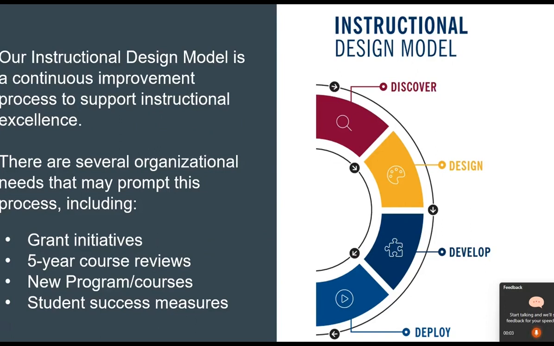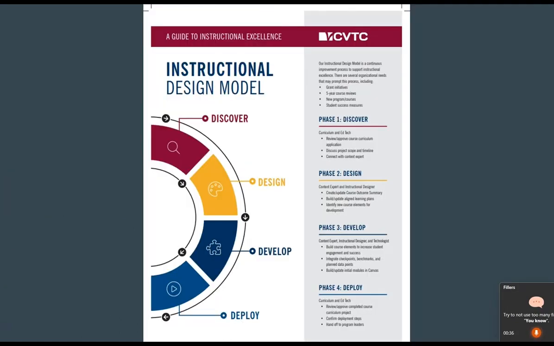Our instructional design model is a continuous improvement process to support instructional excellence. There are several organizational needs that may prompt this process, including grant initiatives, 5-year course reviews, new program courses, and student success measures. Basically, what the student success measures means is that an instructor has reviewed their gradebook at the end of the term and says things like they're finding learning gaps, and they want to work with an instructional designer to build in components that increase engagement and readability within their course so that they can close those learning gaps with their students. There's basically 4 different phases within the instructional design model.